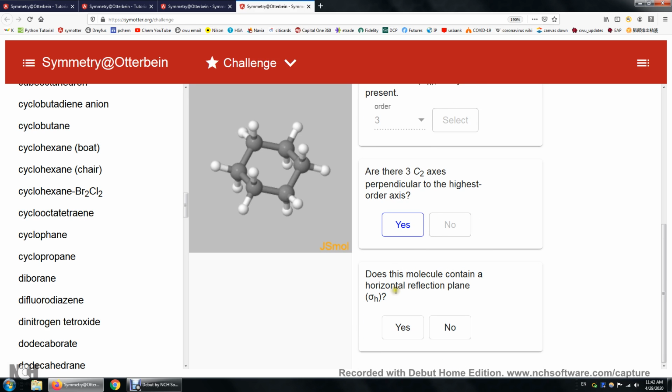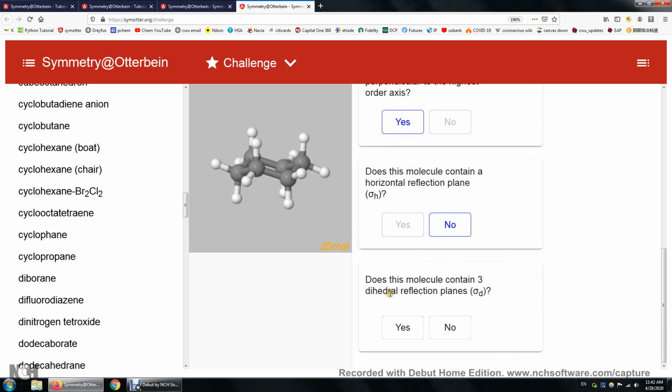Does this molecule contain a horizontal reflection plane perpendicular to the, okay, this is the C3 principal axis. And do you see a sigma H perpendicular to this? No, because if there was one, I would see atoms here, here, and here. So let's say no.